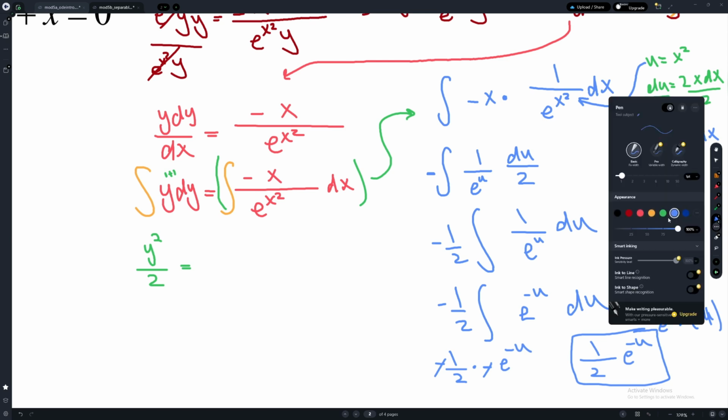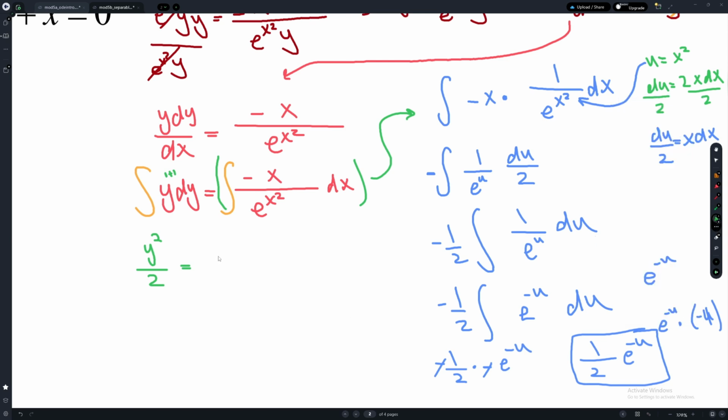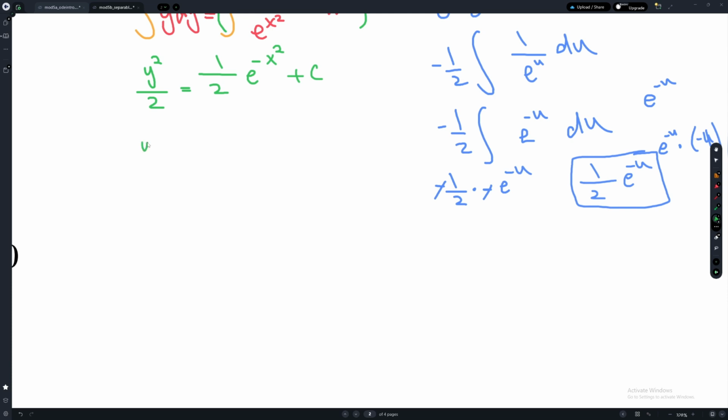So writing this out, we will get 1 over 2 e to the negative u. But don't forget, we'll sub this into our u. So what we'll get is this is x squared. And don't forget our constant c. Okay? Now we can simplify this a little bit more. So I'll go down for more space. I have y squared over 2 equals 1 over 2 e to the x squared plus c.